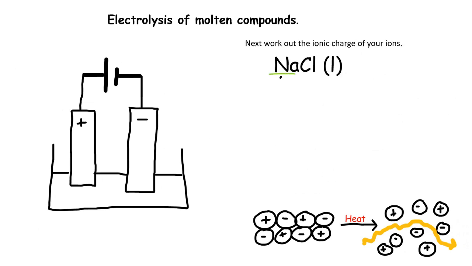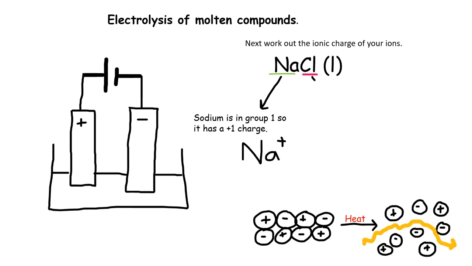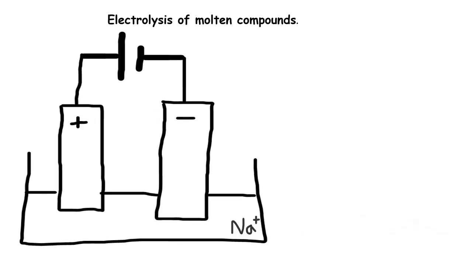Now let's work out the ionic charge of our ions. In sodium chloride we have sodium ions. Sodium is a group 1 element and so has a +1 charge when it's an ion. Chlorine is a group 7 element and so when it becomes an ion it has a -1 charge. It gains an electron. The symbol for the ions is shown here.